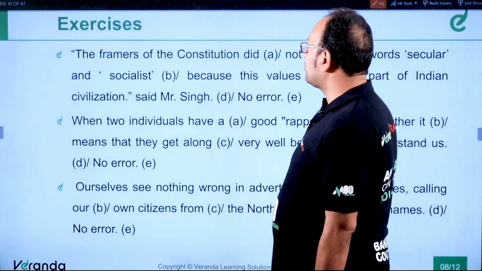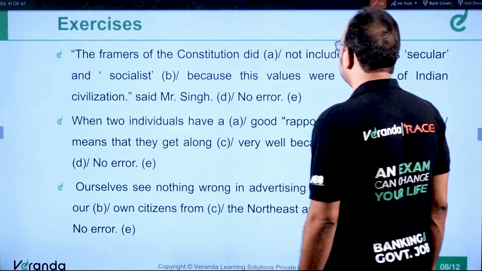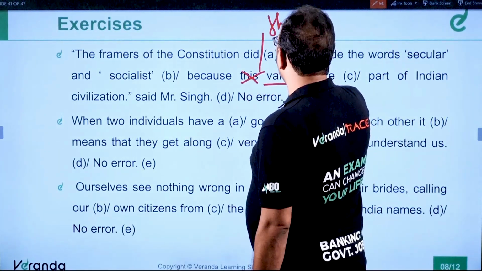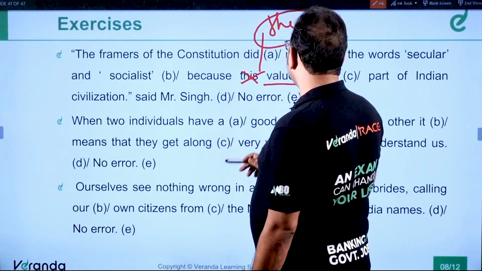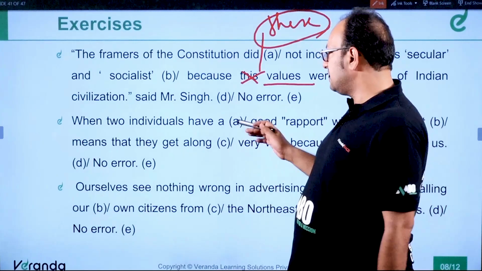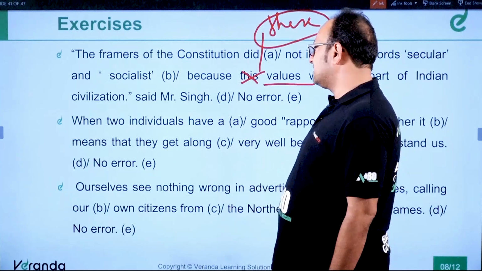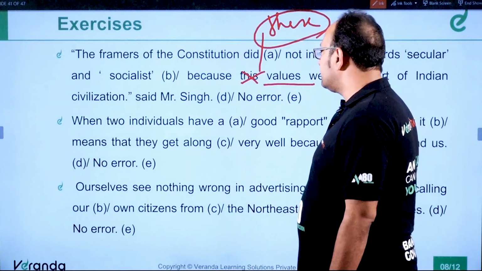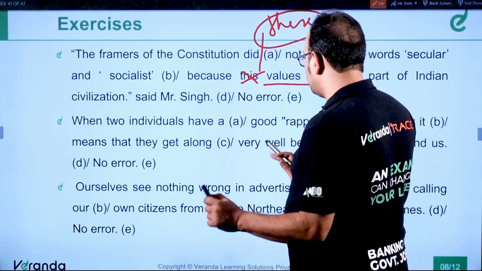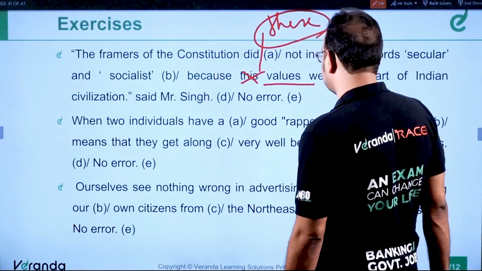The framers of the constitution did not include the words secular and socialist because this values, okay, values. So it should be preceded by these, not by this, because values is plural. So it should be preceded by these and not this. Clear? These values were part of Indian civilization, said Mr. Singh.